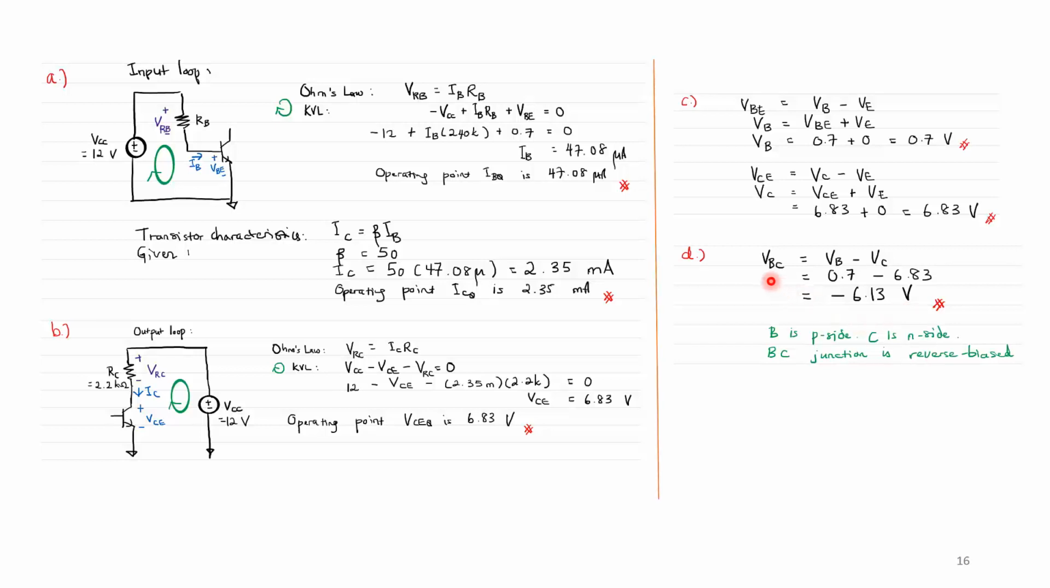So B is P-type and C is N-type. So here the voltage from the P to N is a negative voltage, so the base collector junction is reverse biased. So the emitter base junction, okay, we have stated it, taken it to be at 0.7 to be forward biased, and we have shown that the value of RC that has been given to us keeps the base collector junction in its reverse biased state, so that's good.